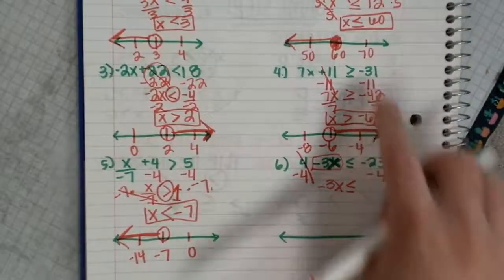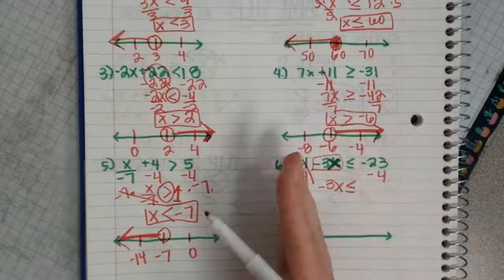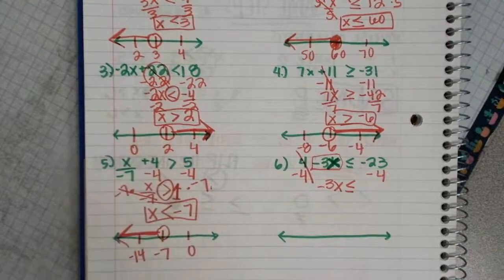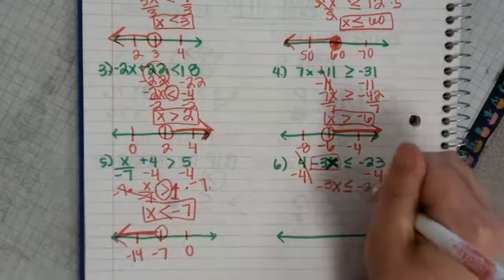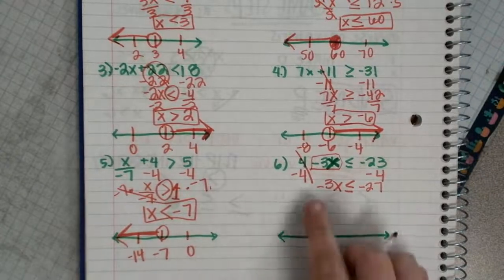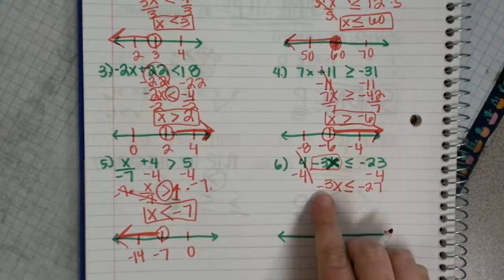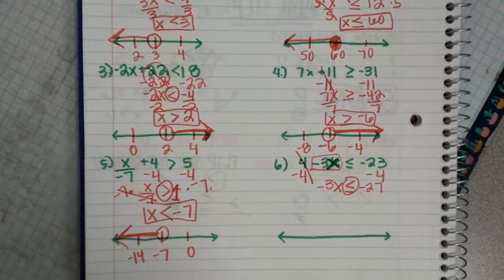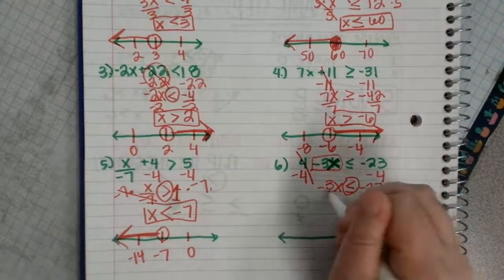Same thing like this one. They're both negative, so I have negative 23. I'm going even more negative by adding those negative 4s. So this is going to be negative 27. Here I see that I have a negative 3x, and I'm going to need to divide by it on both sides. So I am going to circle my symbol to remind me to flip it.